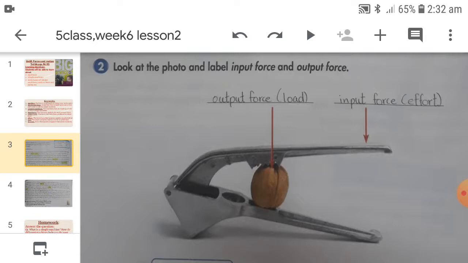Input force is the handle part where you are going to hold it and you are going to apply force on it. And output force is the part where the work is going to be done, where the walnut is being placed. There is another part which is just opposite to the effort part, and it is the fixed point which is not going to move. The upper bar or the lower bar will move, but this point just opposite to the effort point will not move. It is called the fixed point. It is also called fulcrum.